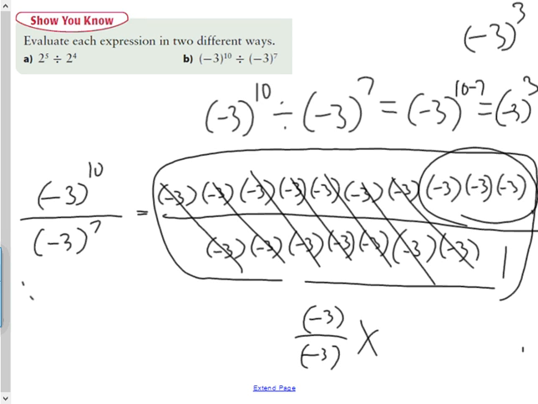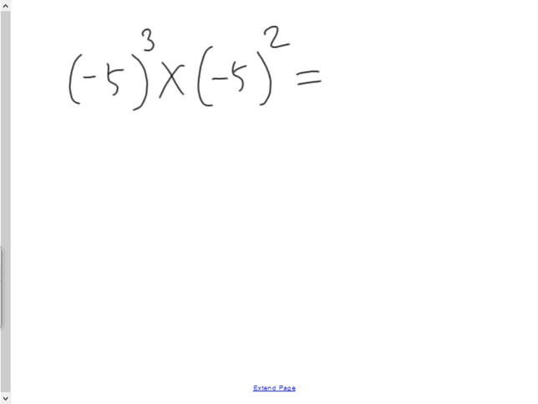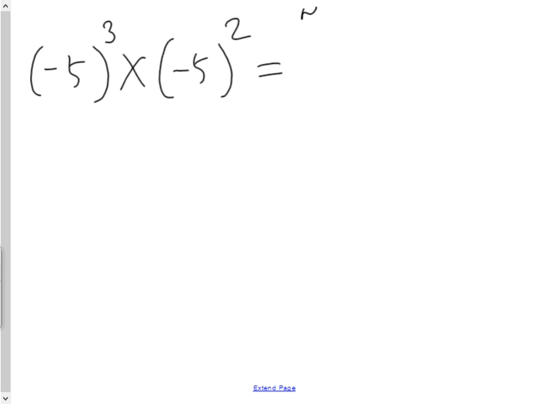So here's what I'm going to do. I'm going to give you a new question. So everyone get a piece of paper out. I'll put down a couple of questions from the first two show-you-knows. So the first one, let's go with 3 multiplied by negative 5 squared. I'll ask you to do it in 2 different ways. What is that in repeated multiplication? And what is that in exponential form?